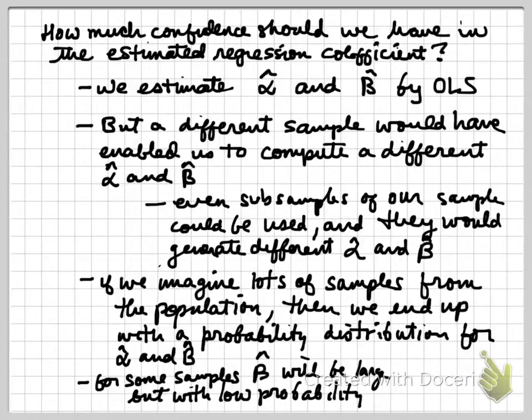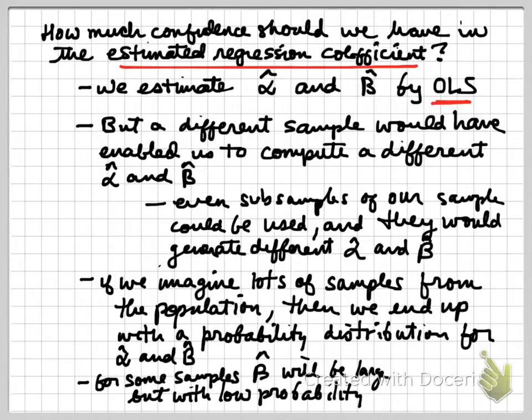So we want to know how much confidence we should have in the estimated regression coefficient beta hat that we've estimated using ordinary least squares. We also have estimated alpha hat. We're not going to focus on the alpha hat, the intercept, very much. Instead, concentrate on the estimate of the slope, how much the change in the x variable affects y, the outcome variable.